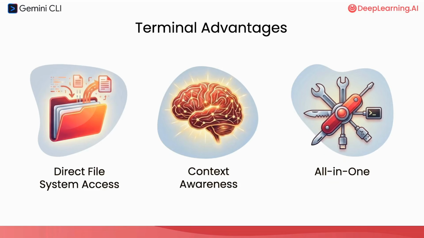So let's take a look at the actual advantages of using a terminal agent. The main one being that it has direct access to your file system. So all of the files on your machine, Gemini CLI can go and read the ones it needs to help answer your questions. This helps it be context aware. This makes it very conversational and makes it feel like a partner in a task.